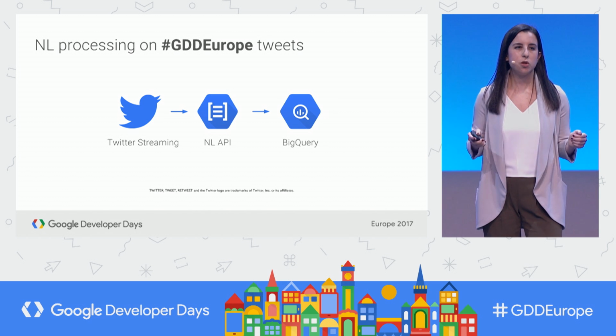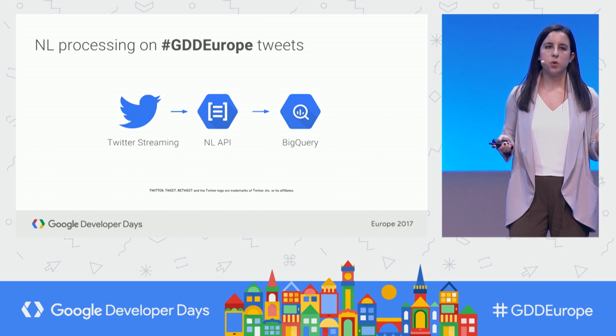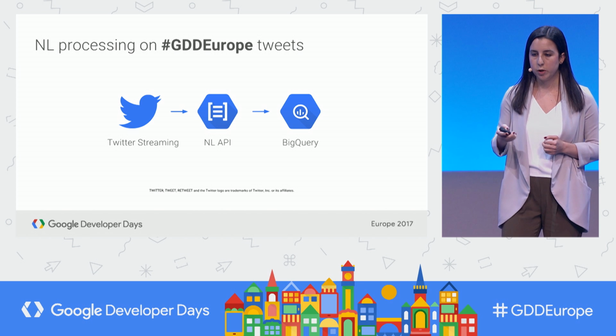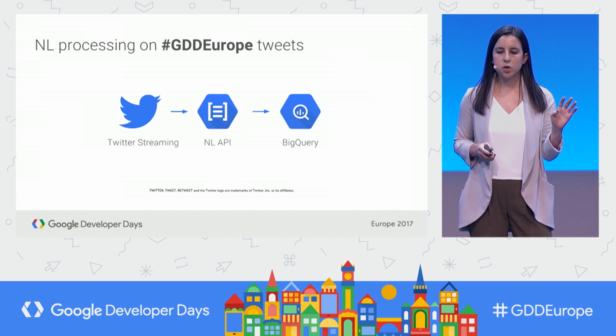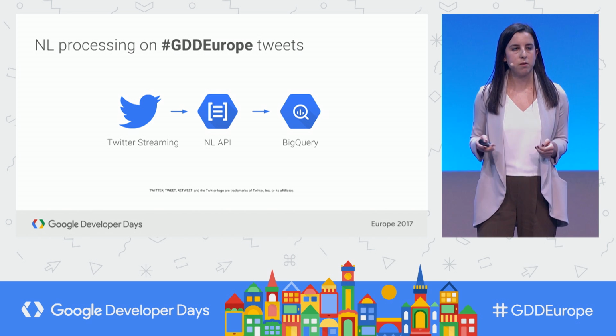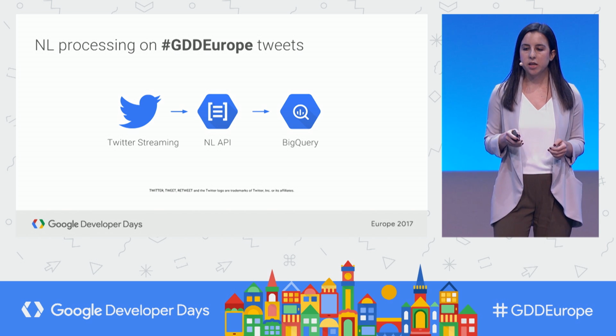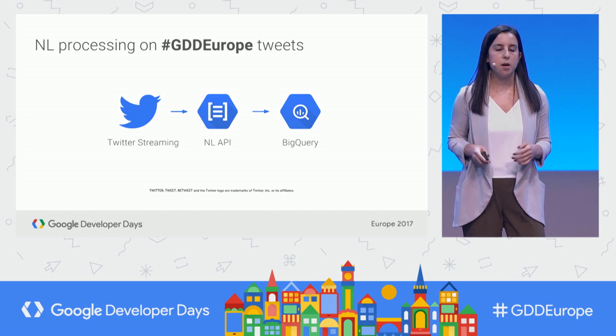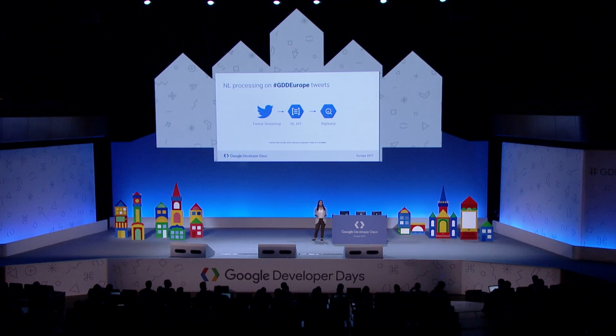hashtag. So the streaming API won't give me all the tweets, but it'll give me a subset of tweets with GDD Europe in it. So I'm taking those tweets, and I take the text of them, and I send that through to the natural language API for processing. And then I store that in BigQuery. And BigQuery is Google Cloud Platform's big data as a service tool. So it lets you analyze really large data sets super fast.